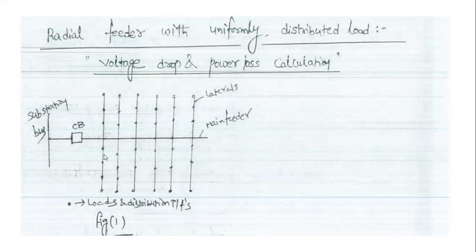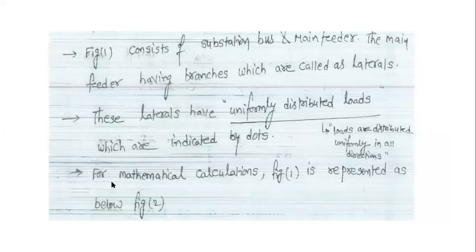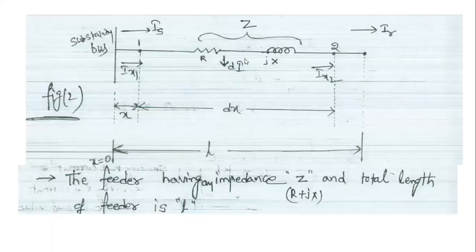Each lateral has loadings, which will be represented in the form of dots. These dots represent the load points, which are uniformly distributed. Therefore, when these loads are uniformly distributed, what are the power losses and the voltage drops? For the calculation purpose, the diagram will be drawn like this.